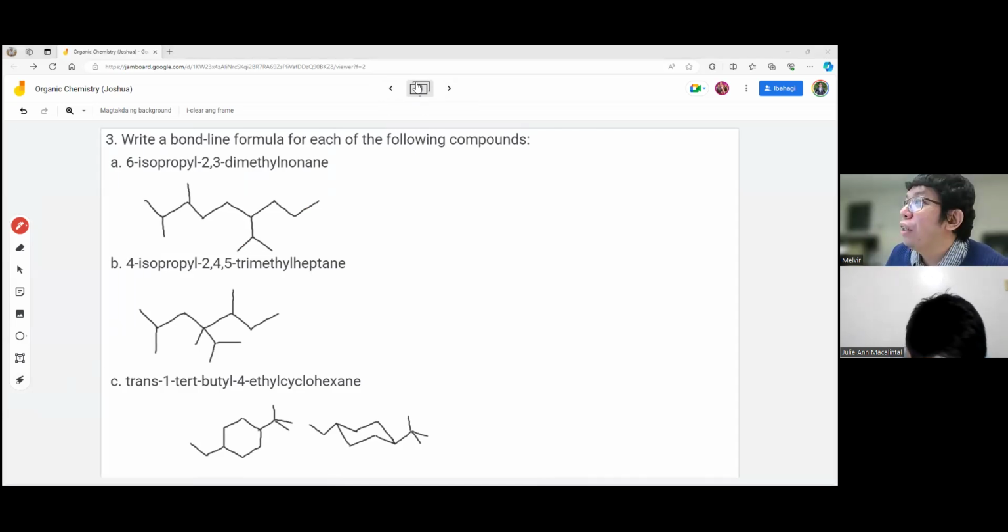You can also place there DEF. Diba? Six lang naman yan, right? Tama ba ako? Six compounds. Yeah. I think you can include there DEF.